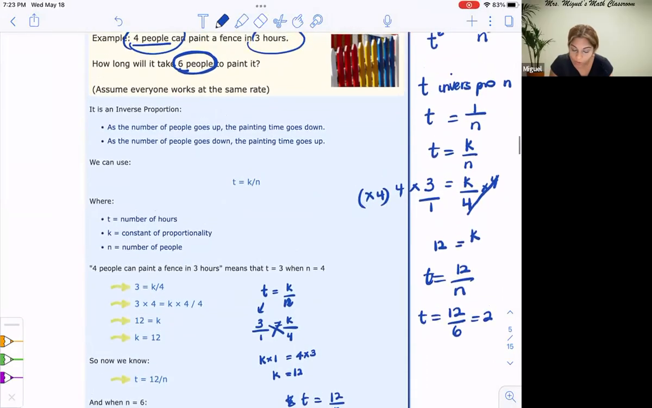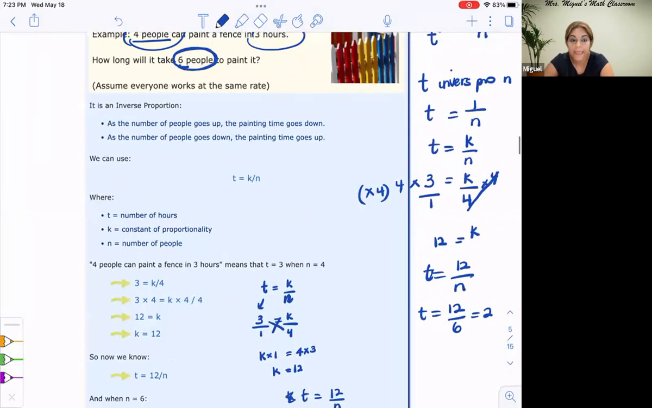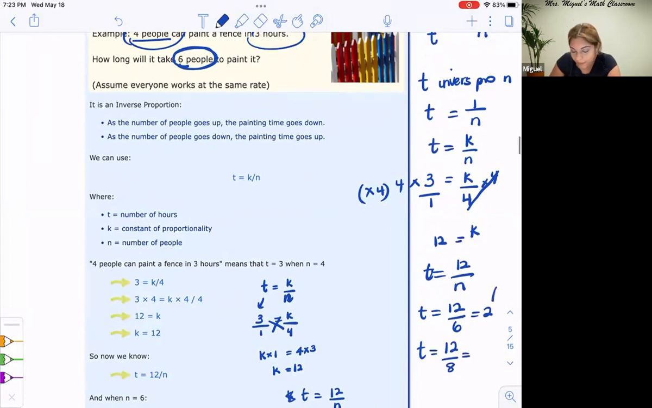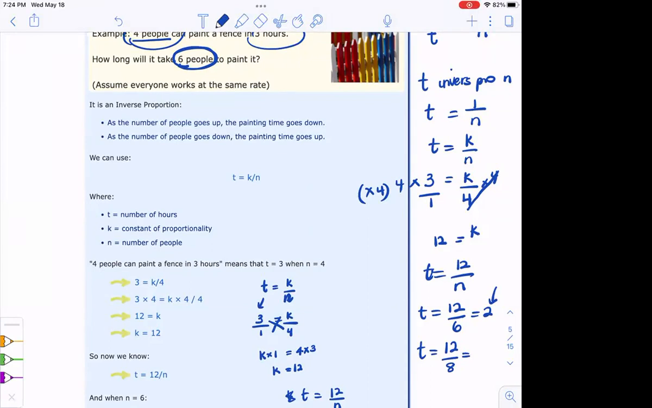So how long will it take 8 persons to paint? Well, T is equal to 12 over 8. So it will take them less than 2 hours because we have more persons working. Remember, as the number of people increases, the time taken to do the job will decrease. And as we lessen the number of people, we require more time to complete the job. Do you all understand that? Yes, miss. All right. Is there anybody who doesn't understand?